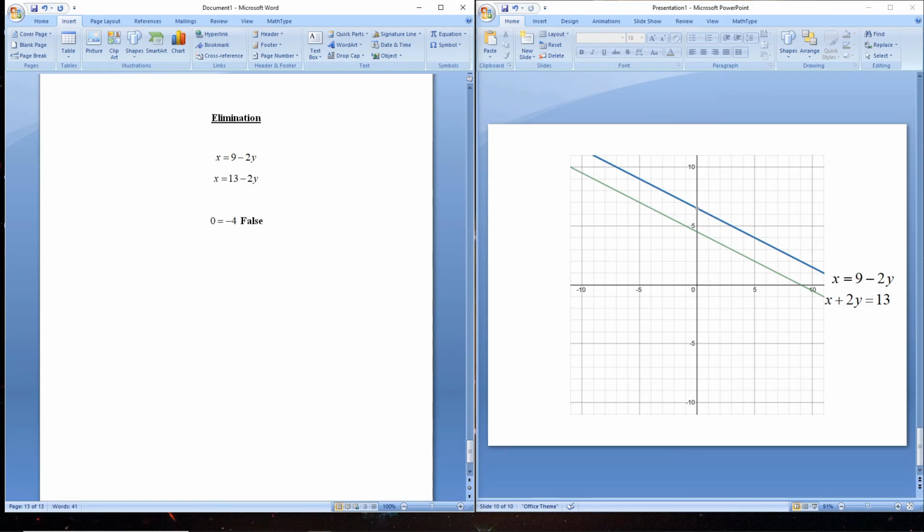Now, a false statement in math means that the assumptions you just made are false. In other words, we assumed these lines have an intersection, and that assumption is false. These lines do not have an intersection, and so then we would say that this one has no solution.